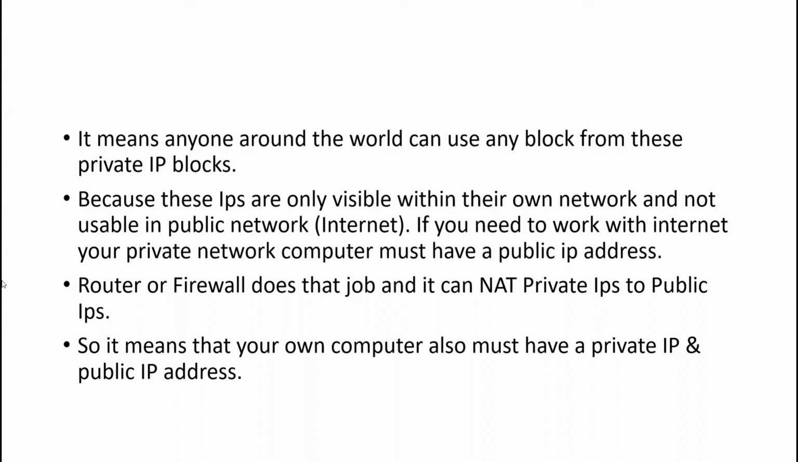If you come to the internet, you have to use a public IP address. But if company A uses one public IP address, no other company in the world can use the same one, because they are going to reach the internet using that public IP address. These private IPs are only visible within their own network and not usable in the public network. If you need to work with the internet, your private network computer must have a public IP address. A router or a firewall does that job, and it can NAT private IPs to a public IP address.